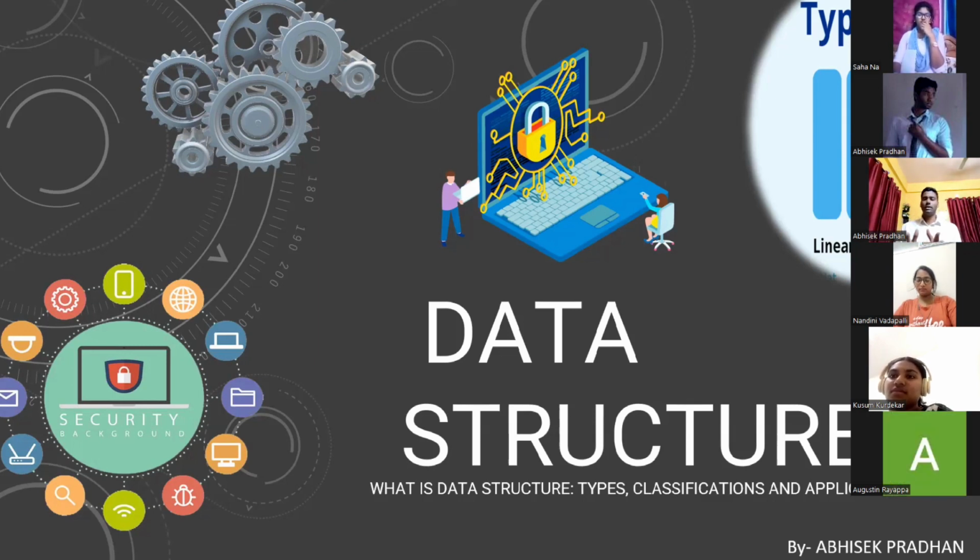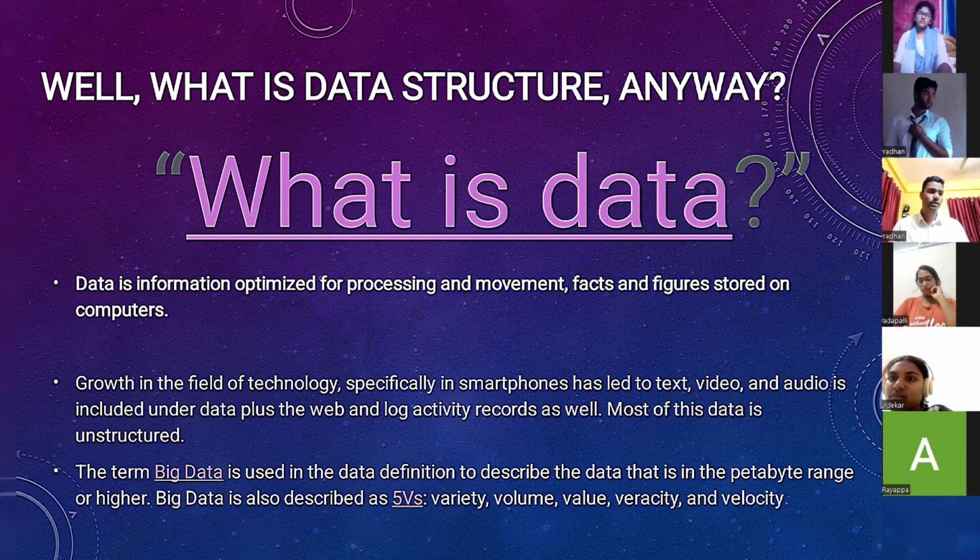So data is very complex compared to what you have just simply explained. So data as a whole is any raw facts. Data is any information optimized for processing and movement: facts, figures stored in a computer. Now, when you work on a computer, you are actually working with data. Now we are having this conversation. We are transferring data from one to another.